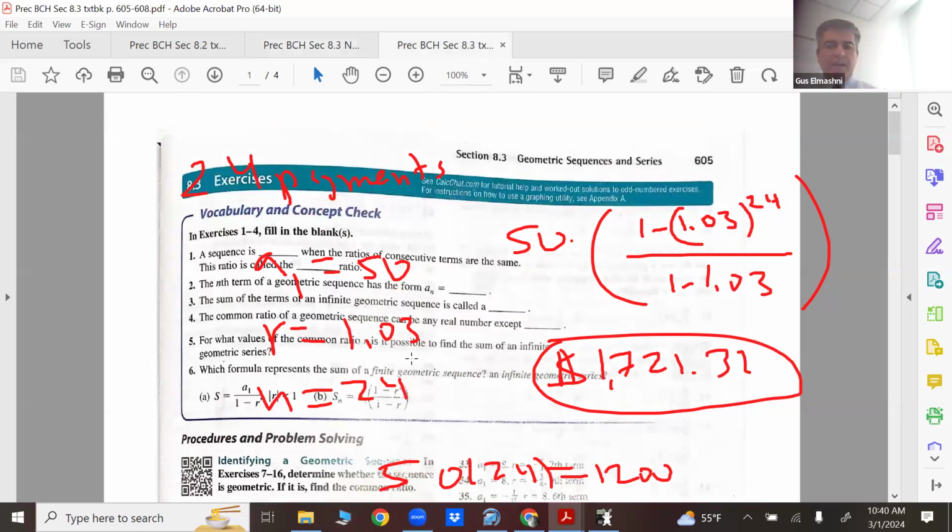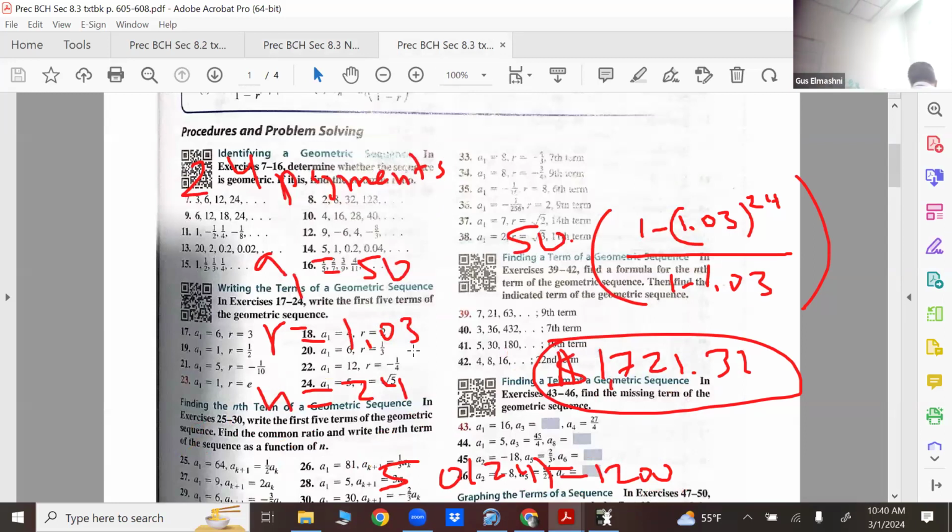Homework. Let me reduce it again. Yeah, I'm going to reduce the problem. I'm going to drop like 40. It is fine.